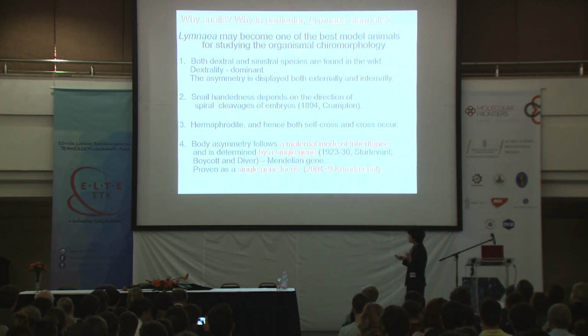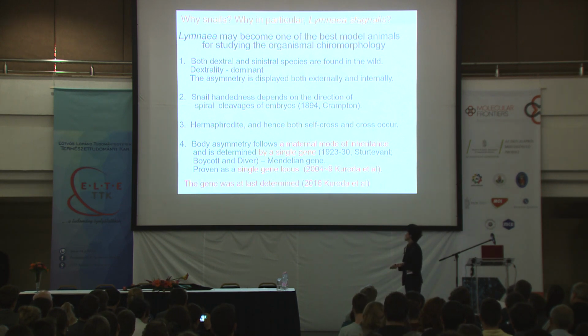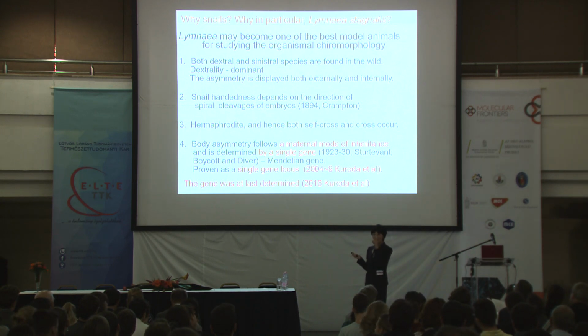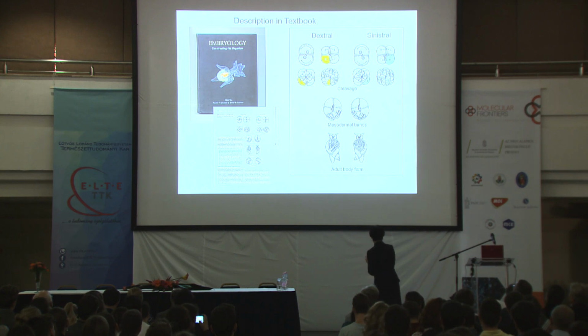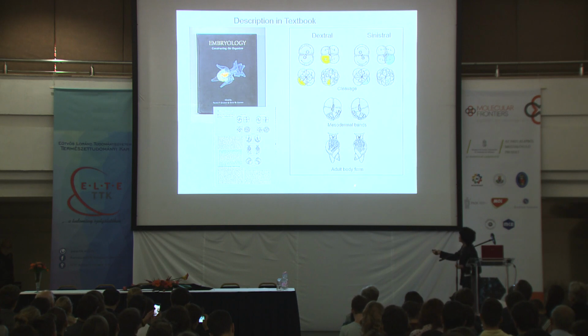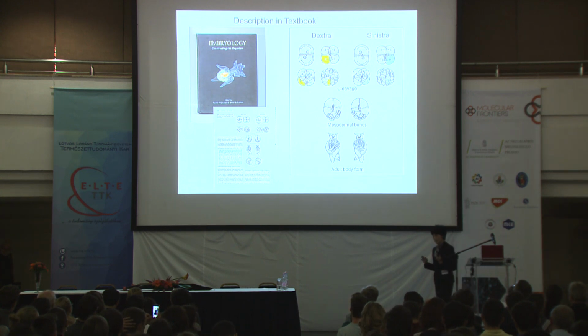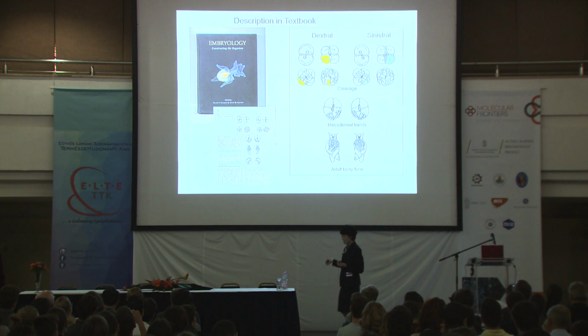However, we proved that it is a single gene locus, at first determined and published last year. So a single gene really determines the coiling of the snail. And in many textbooks, it's shown like this. Here, it's a mirror: fertilized egg, 2-cell, 4-cell, 8-cell, 24 cells. All this embryonic development is shown as mirror images of each other.